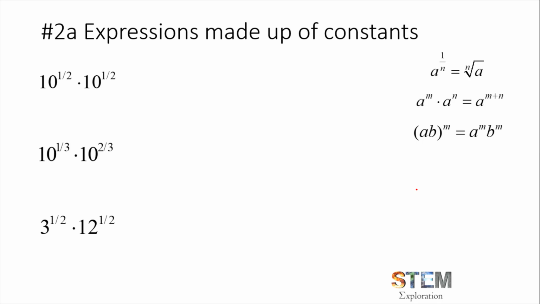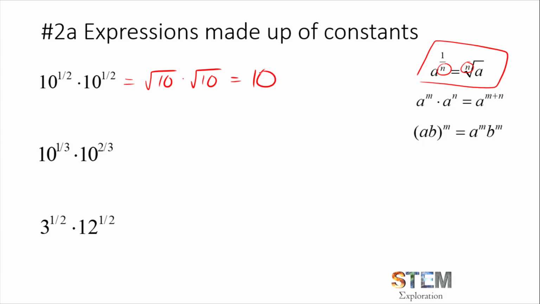If we are looking at expressions made up of constants, let's look at a situation where we have 10 to the 1/2 power times 10 to the 1/2 power. Again, we talked about how the denominator of the power indicates the index of the root. This could be viewed simply as the square root of 10 times the square root of 10, and we know the square root of a number multiplied by itself will equal 10.